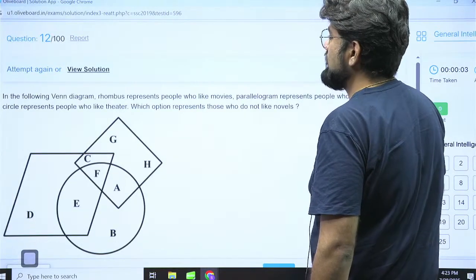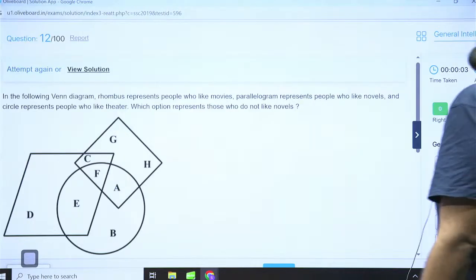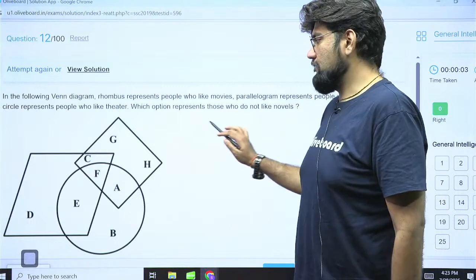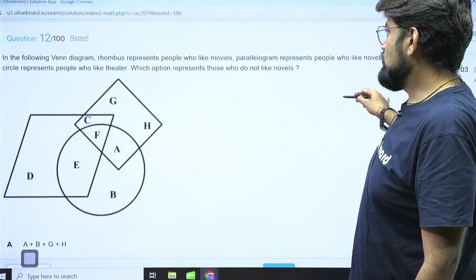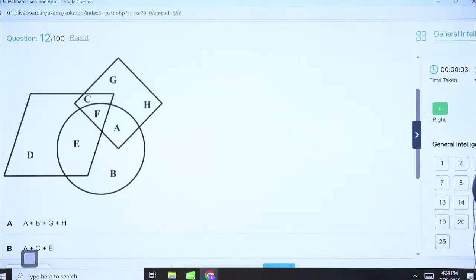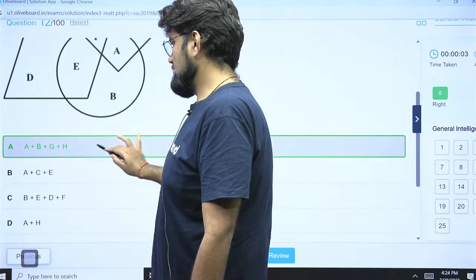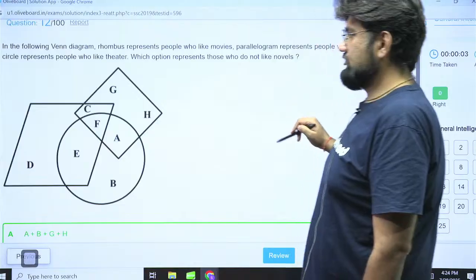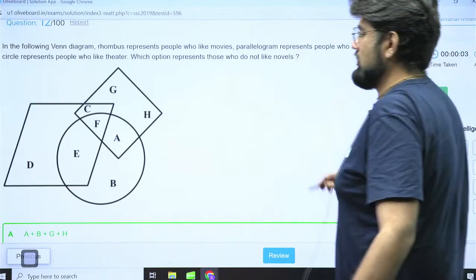Those who do not like novels. So, rhombus represents people who like movies, parallelogram represents people who like novels, and circle represents people who like theatre. So, those who are not in the parallelogram will be those who do not like novels. Okay, so it has to be GHAB. GHAB. Technically, I think this is the right answer, but mathematically this should be incorrect, isn't it? Anyways, let's proceed. Option A is the right answer.